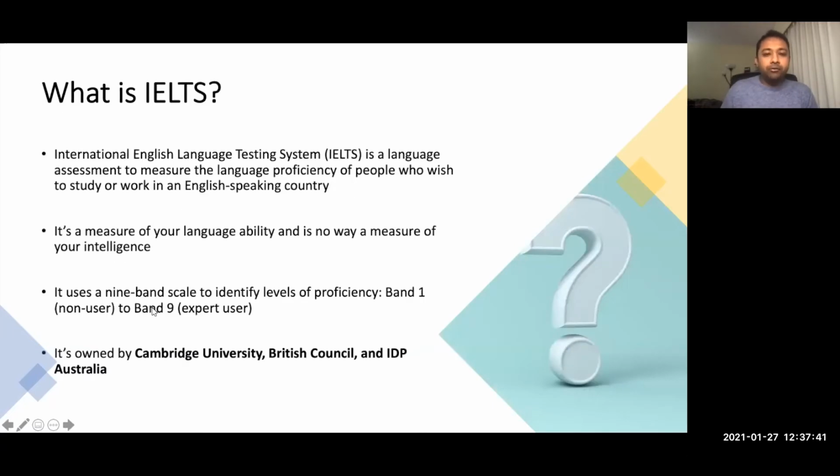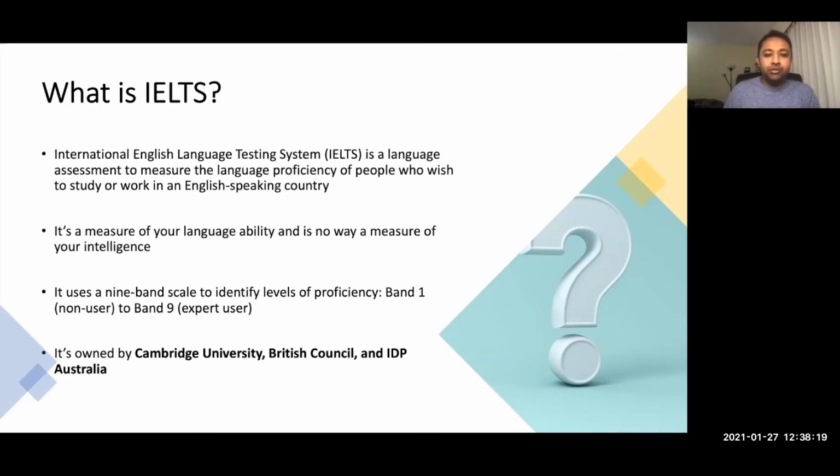Now, for those of us who don't know what IELTS is, it is the International English Language Testing System. It's a language assessment tool to measure the proficiency of those who want to work or study in an English-speaking country. It is only a measurement of one's language ability and nothing else, because I've seen a lot of students, a lot of people associating the test with how intelligent one is. Definitely not the case.